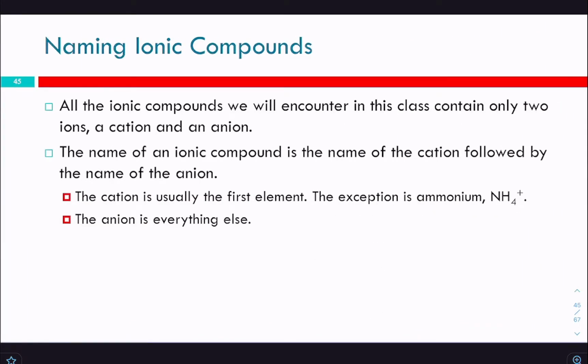So all of the ionic compounds we'll encounter are just two ions, a cation and an anion. It won't get any more complicated than that. The name of an ionic compound is the name of the cation, followed by the name of the anion. The cation is usually the first element, where the exception is ammonium. Because ammonium's weird. I'm not going to use that very often in examples, if ever. And then the anion is everything after the metal.